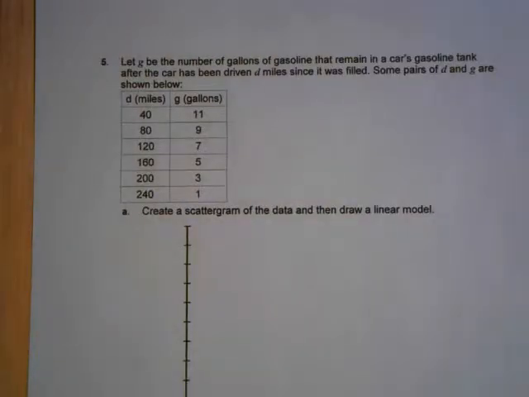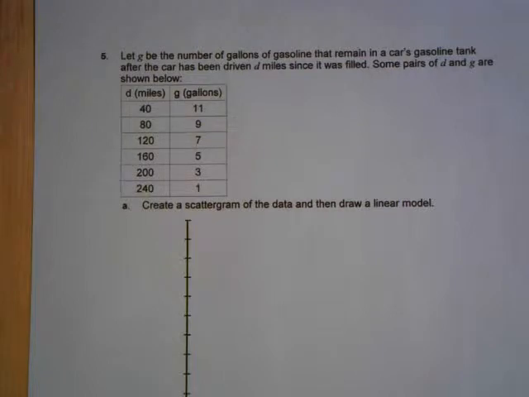The last thing we're going to do in this section is put together what we did back in section 1.2 with what we've learned here in 1.3. In other words, we're going to be given some data. We're going to plot that data, making a scattergram, and then that data should fall into a nice linear model, and we'll see how it goes here. So we have some data. Let G be the number of gallons of gasoline that remain in a car's gasoline tank after the car has been driven d miles since it was filled.